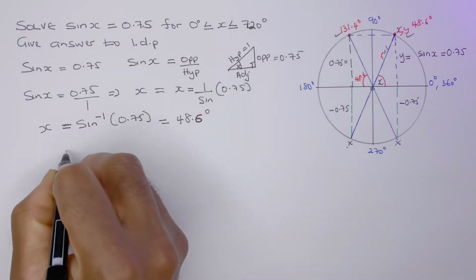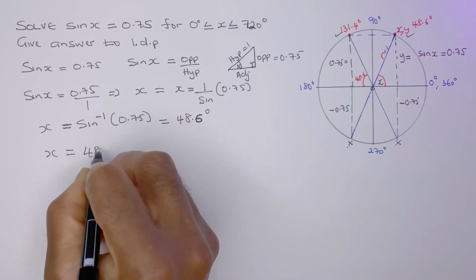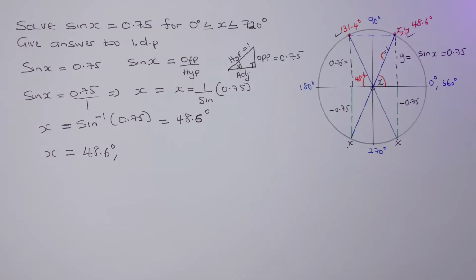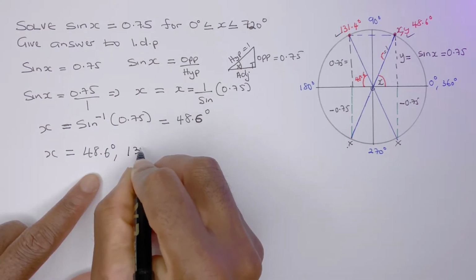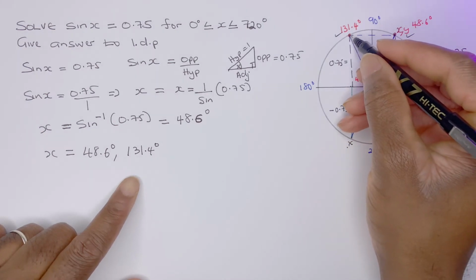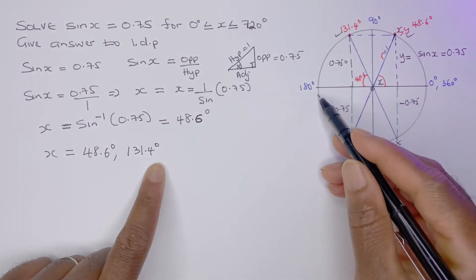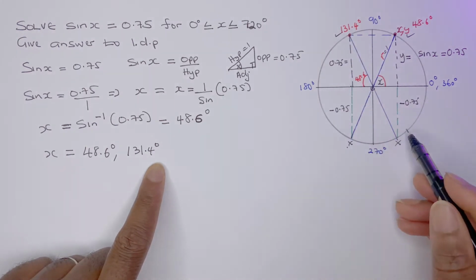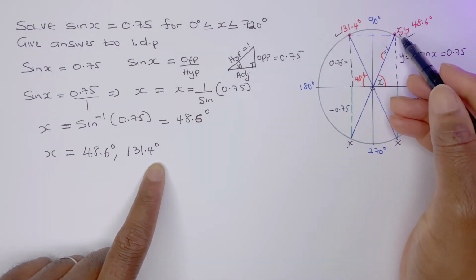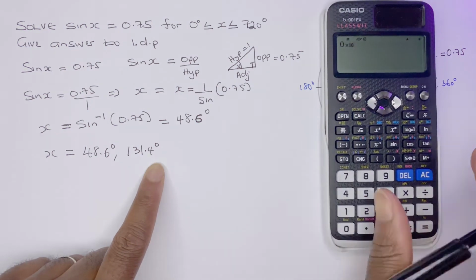So the first angle for x is 48.6 degrees, comma, and then the second angle is 131.4 degrees. The next angle, I need to add 180 plus another 48.6. So if I get a calculator to just see what we're talking about here.